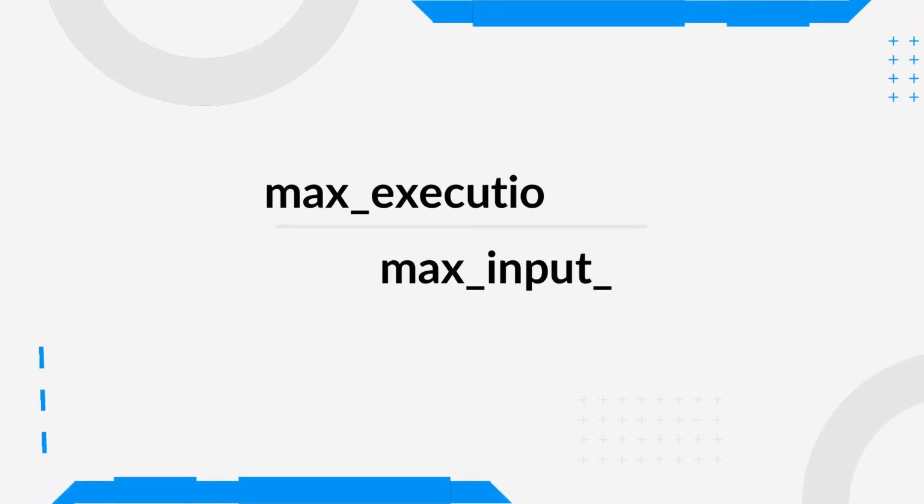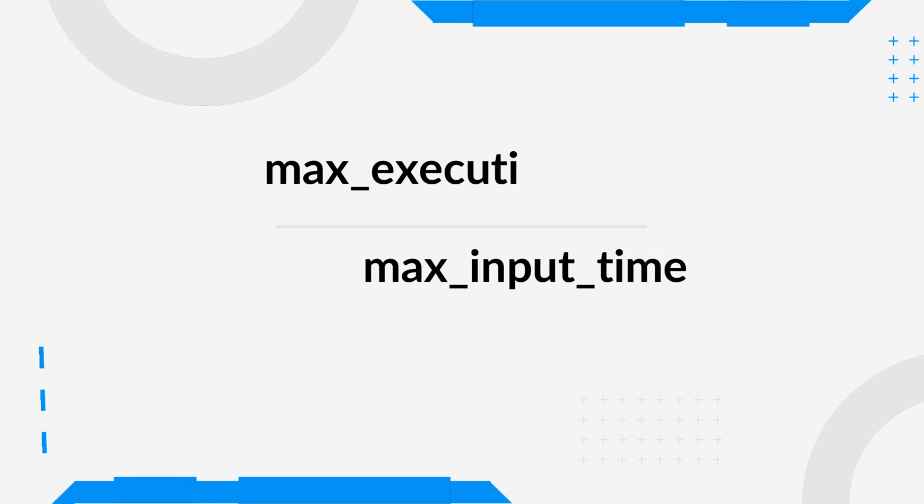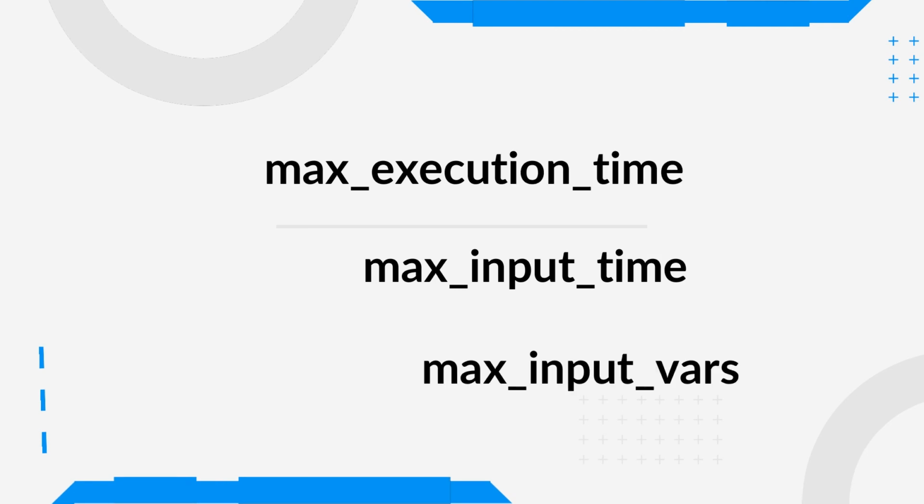Default values of the max execution time and max input time are 30 seconds. For example, you can raise it up to 300 seconds. The default value of the max input vars is 1000. You can raise it up to 3000 variables. If the file you want to upload is more than the set limit, you need to raise the upload max file size and post max file size.